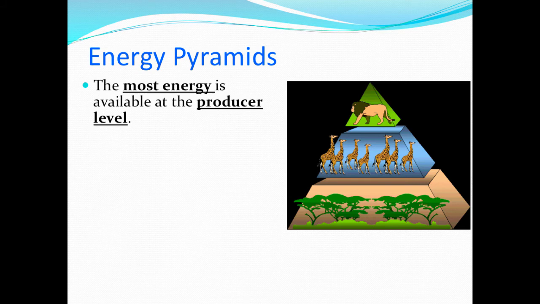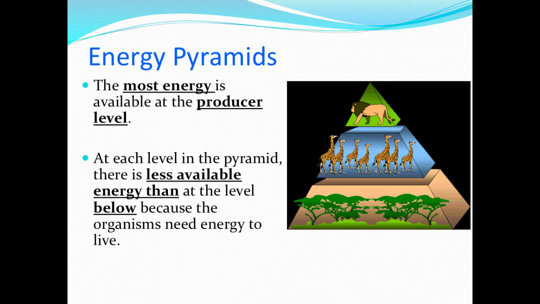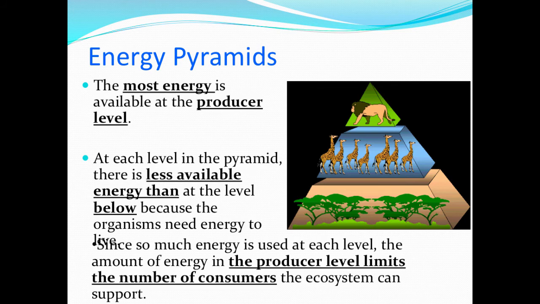So the most energy is always going to be available at the producer level. Remember that question I asked you? Where do you get more energy, with a salad or a hamburger? The answer is a salad because it is a producer. At each level in the pyramid, less available energy is there than the one below it because the organisms need energy to sustain their own life.